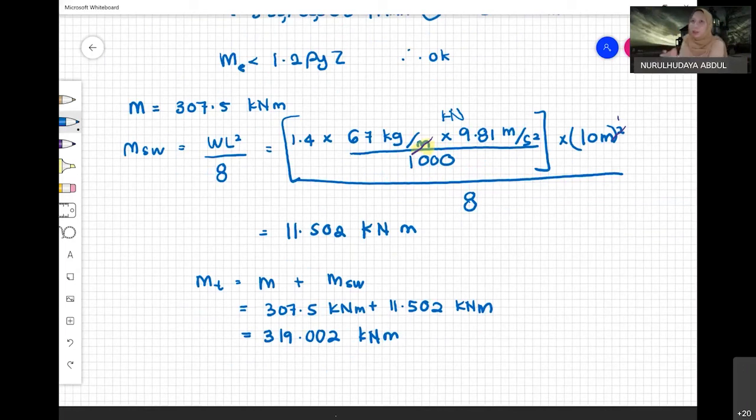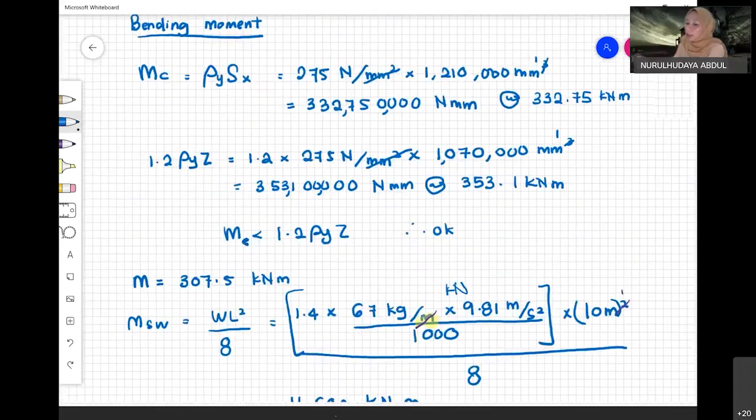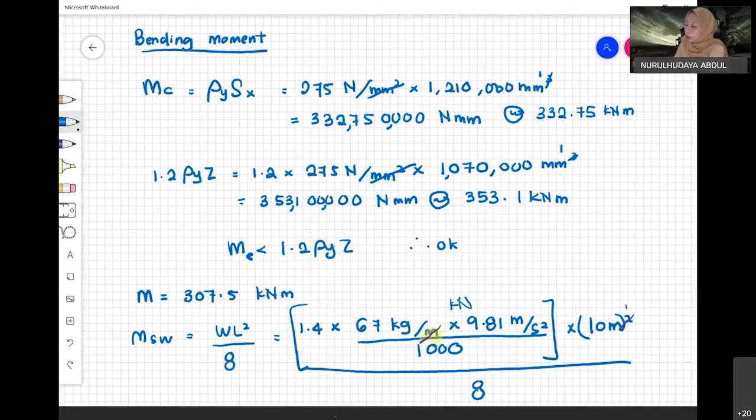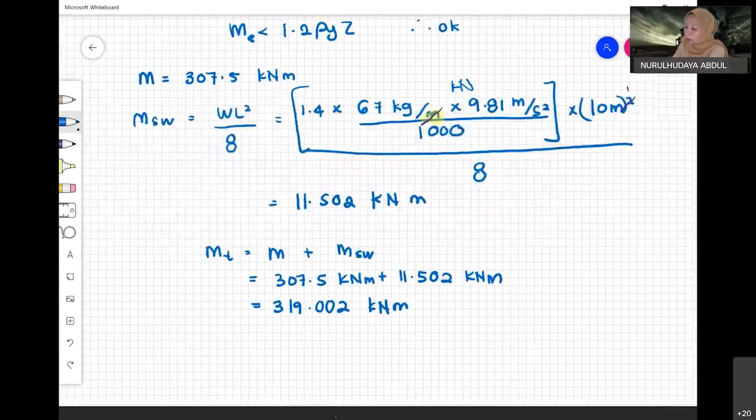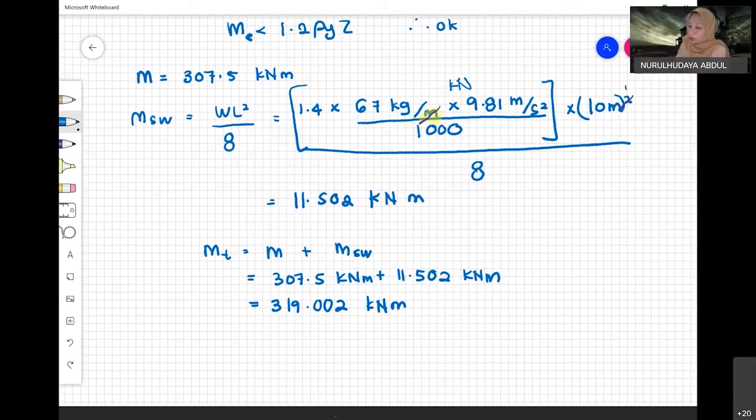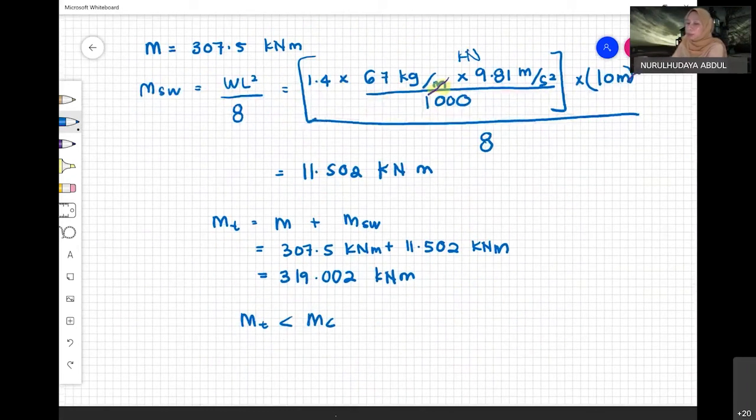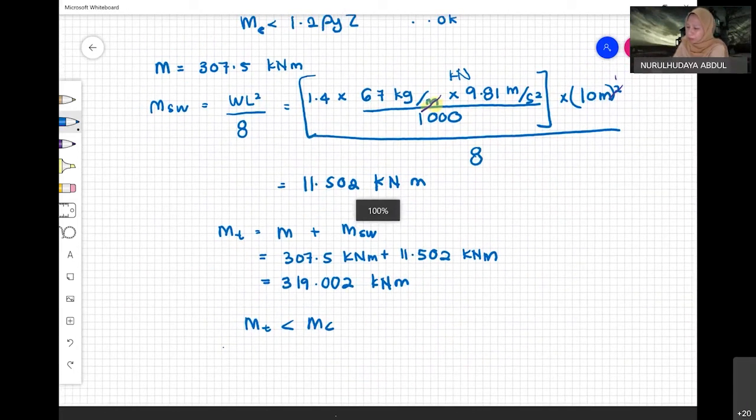Kalau dia lagi besar dari MC maksudnya beam you tak cukup capacity untuk support this moment sebab moment lagi besar. Jadi you tengok MC is 332.75 while MT is 319.002. So obviously this MT is less than MC. Okay. Jadi apa yang kita boleh summarizekan kat sini, maksudnya sekarang proposed section is suitable.